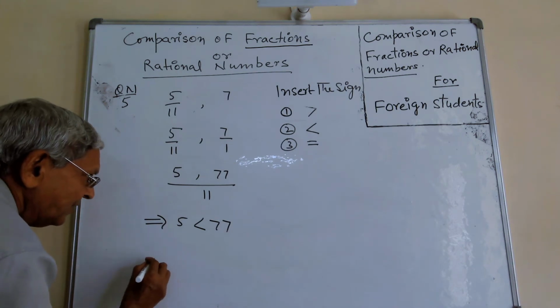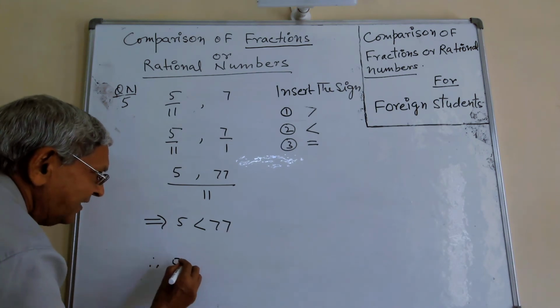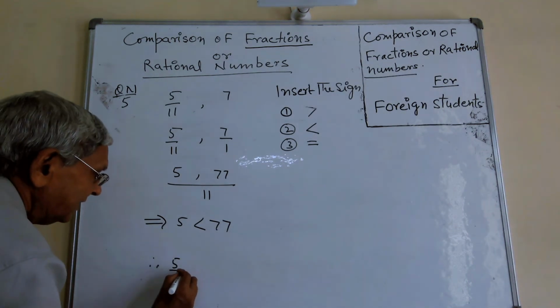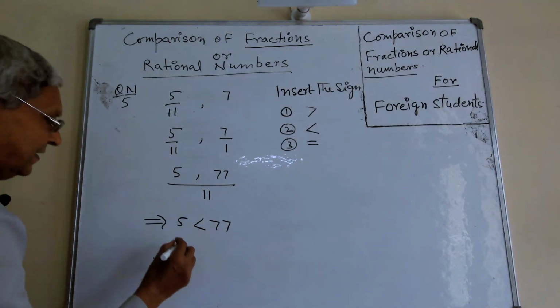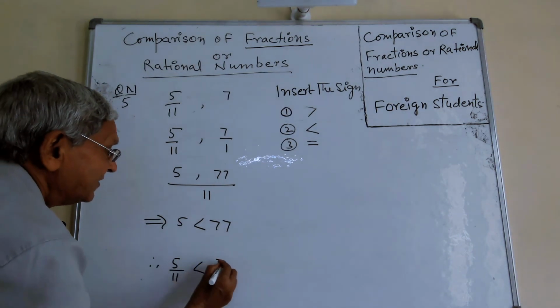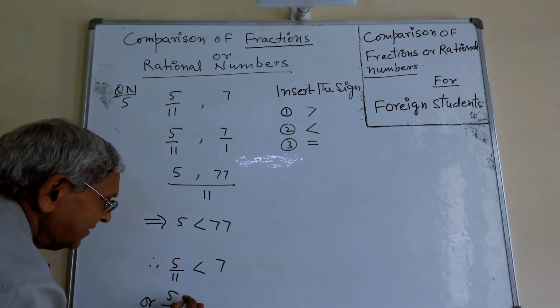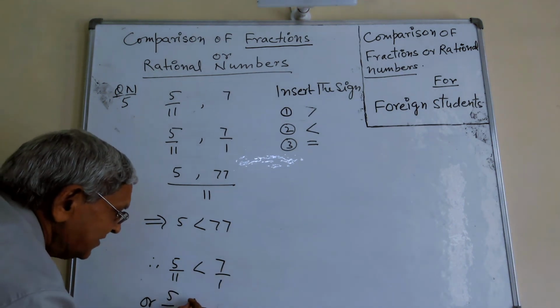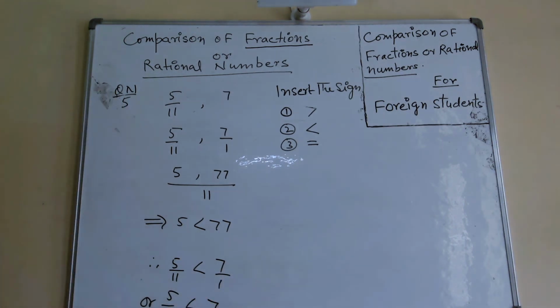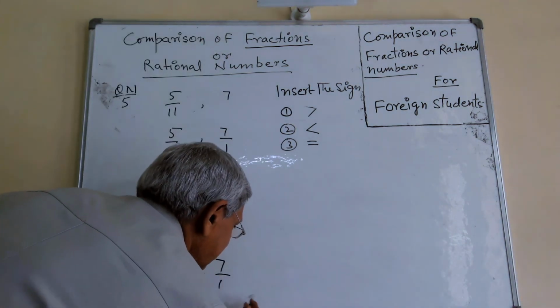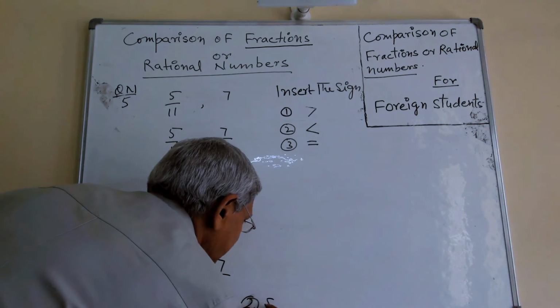So therefore, 5 by 11 is less than 7. So here, the second sign.